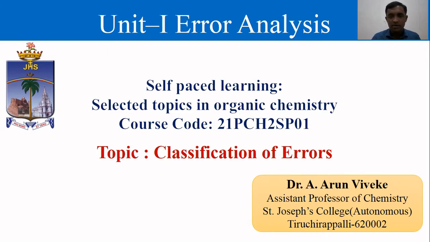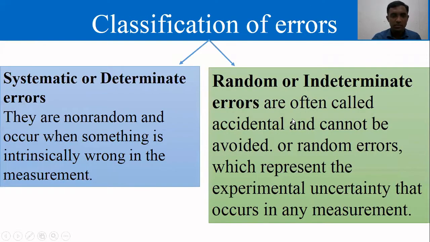Errors may be identified from different sources. We can classify and systematically study them based on their source and their nature. We can classify errors into two broad types. They are called systematic errors, which are also called determinate errors, and random errors, or indeterminate errors.